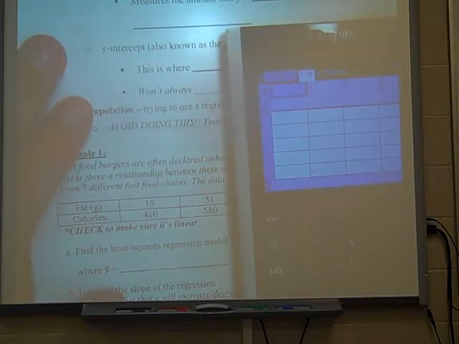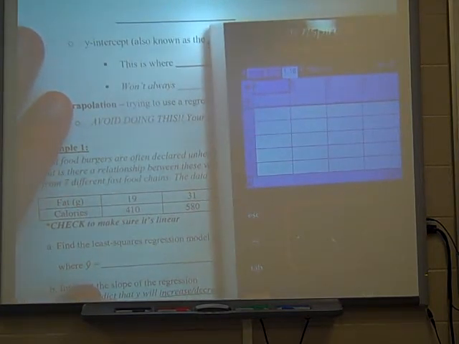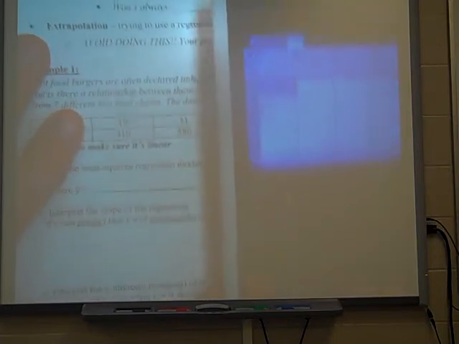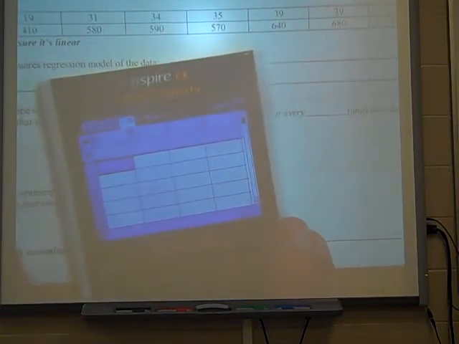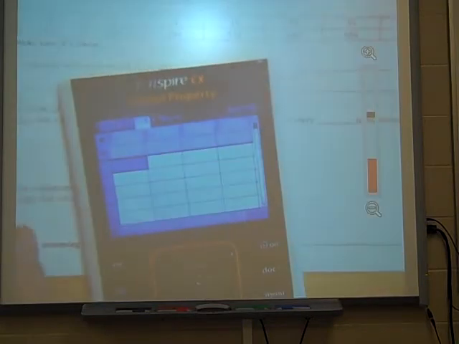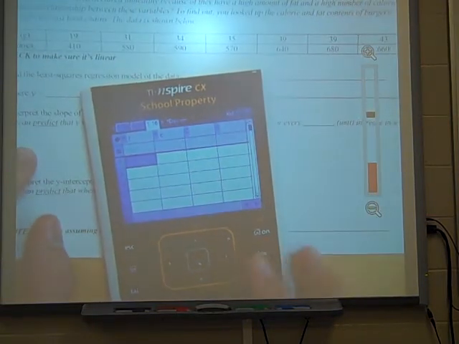So, I'm going to make fat my explanatory variable. So where's my F keys? We'll call it F. And let's call calories C, make it nice and easy. So, show you guys the table here. This should be, is that all the data points? They all quite fit. Zoom out a little bit.